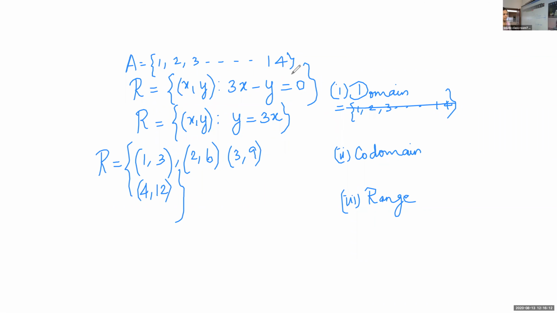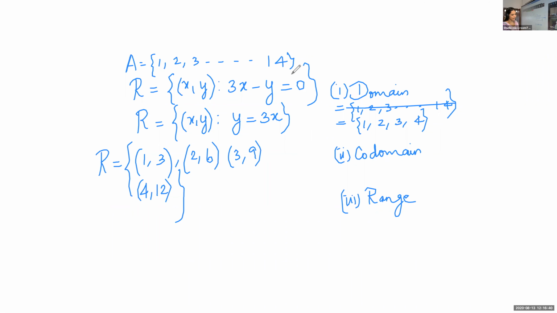Now Karthik, can you give the elements in the domain? 1, 2, 3, 4. So in the domain, we will have only the first four, 1, 2, 3, 4, because we have only 4 elements in the relation.